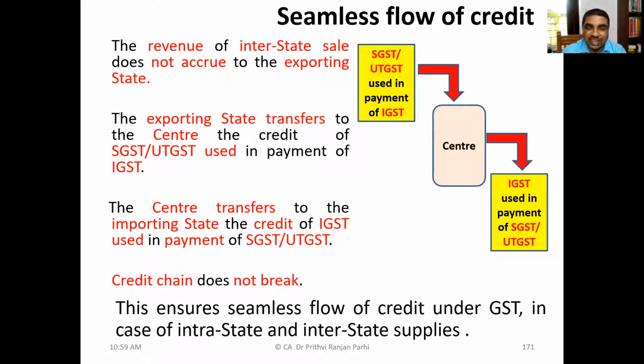In this process, the credit chain does not break. This ensures seamless flow of credit under GST in case of intrastate as well as interstate supplies. Hope you have understood this concept.